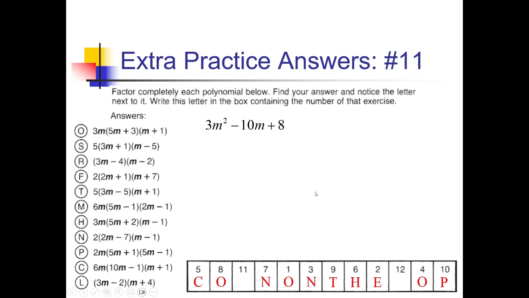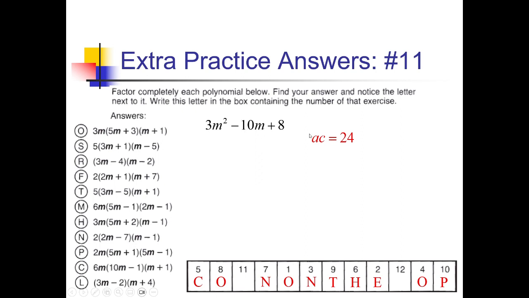Number 11, looking at this expression here, it doesn't look like I can take out any common factors, so I'm going to go straight to AC method on this one. 3 times 8 gives me 24 for my AC value. And now I need things that multiply to give me 24 and add up to negative 10.